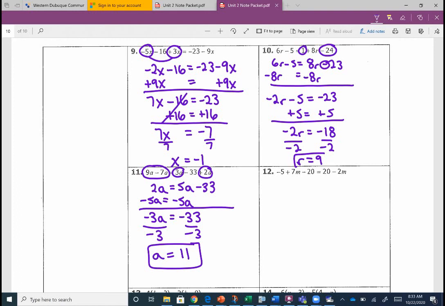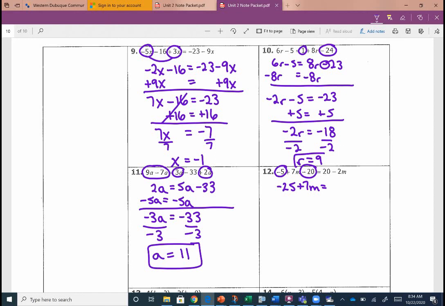I look on the left side, and some of you are getting thrown off. You're like, Miss Golly, there's only one M over there, so that means I can just keep going. You guys, you can also combine just the plain number pieces too. Negative 5, negative 20. It's going to give me a negative 25. Then I still have a positive 7m on that side. So right now, guys, some of you still don't have anything written down for number 12, and I almost have step 1 finished.